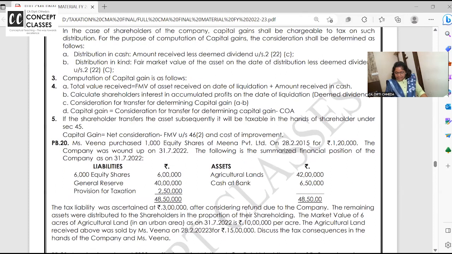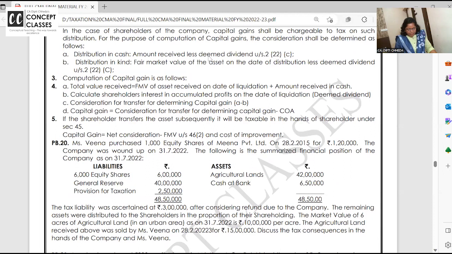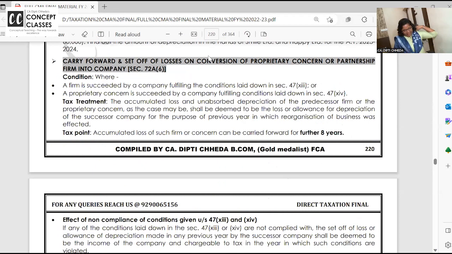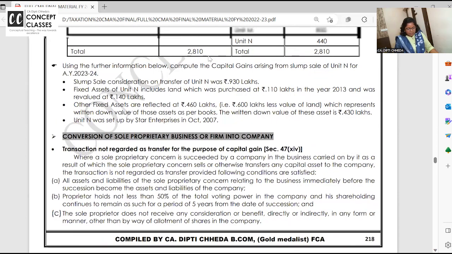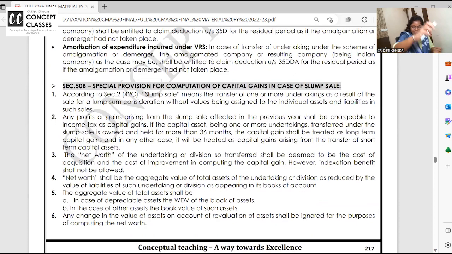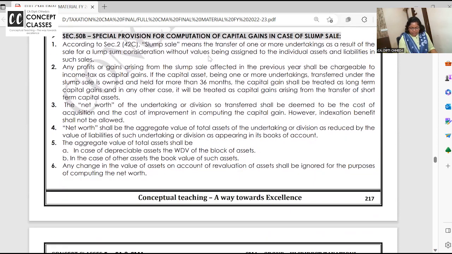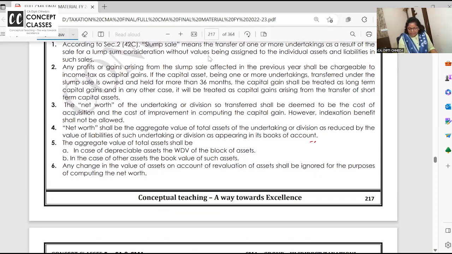So in slump sale, we have seen that sale consideration minus the net worth will be your capital gain. Correct? One second. There's an amendment and I wanted to discuss that. Please add over here, there is one amendment in the slump sale. Sale consideration minus the net worth is your long-term capital gain.